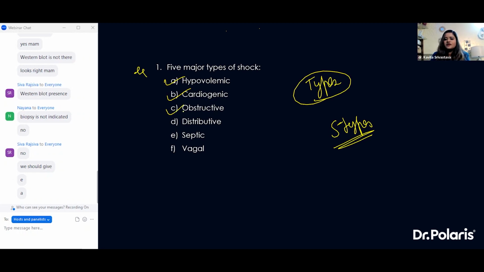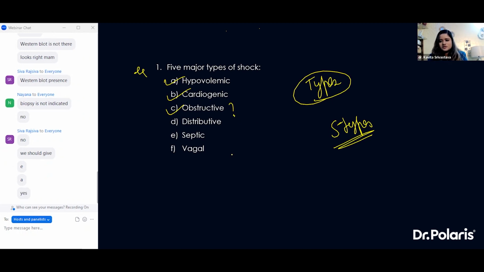Obstructive shock. Have you heard of obstructive shock? Is there any term known as obstructive shock? Yes, so obstructive shock can also happen because there is some kind of obstruction to the blood flow. So all the body parts will not get perfused properly, like a coarctation of aorta. So that will result in obstructive shock. Distributive shock. Yes, there is something known as distributive shock, because the blood volume is not getting equally distributed in the body. There can be overall decreased perfusion inside the body.